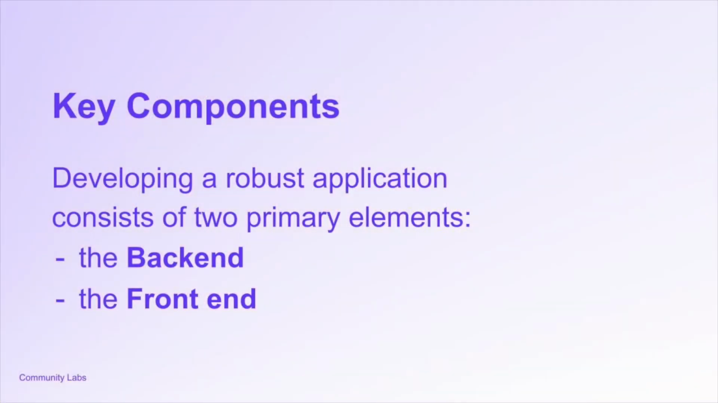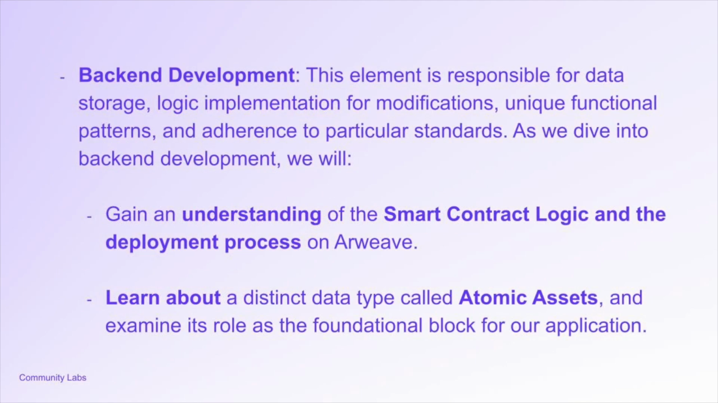Before jumping into the actual coding, let's get an overview of the key components and the tech stack we will use to bring our application to life. For developing a robust application, there are two primary key components, the backend and the front end. Backend development is responsible for data storage, logic for data modification, unique functional patterns, and adherence to particular standards. In this section, we'll gain an understanding of smart contracts on Arweave and also learn about a distinct data type, atomic assets, that we will be using within our application.